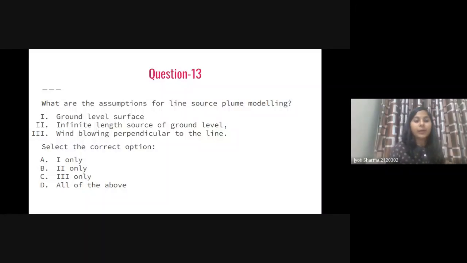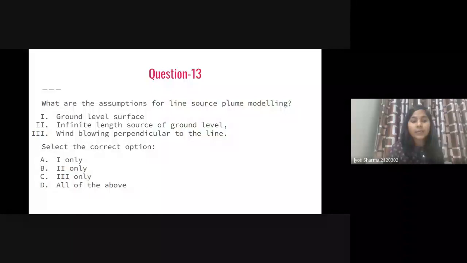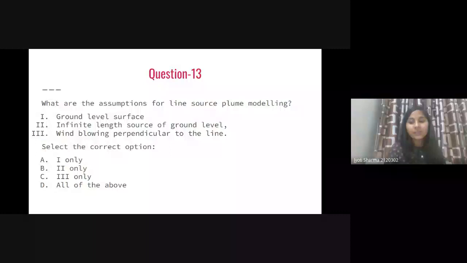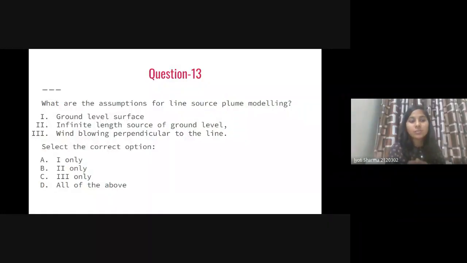Then third, we are assuming that if the car is moving in the x direction, then our wind will be blowing in the y direction, meaning perpendicular to it. These are just to simplify the equation. So that's why D will be the right answer: that A, first, second, and third statements are right.